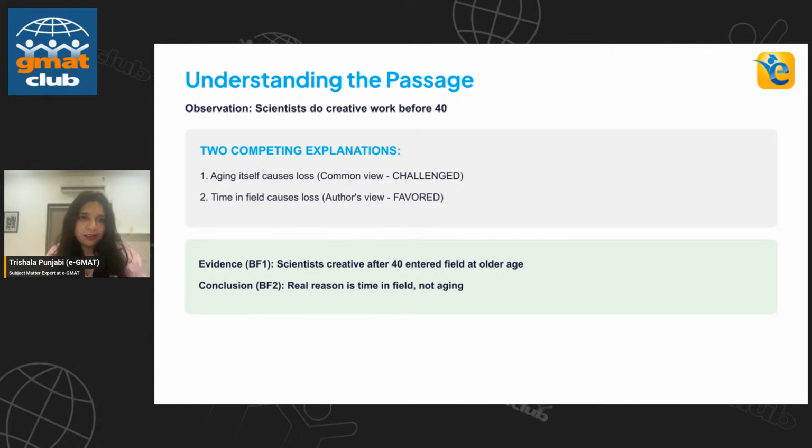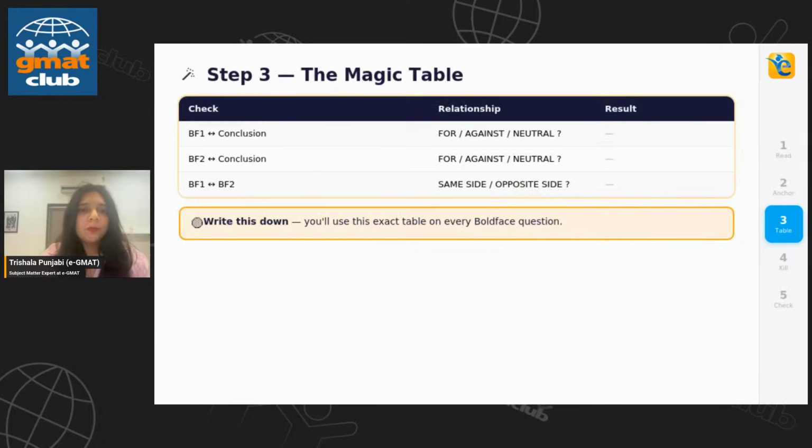Now that this is clear to all of you, and if it is not clear, please feel free to cut me at any point. Please feel free to put in a comment about your exact doubt and I will address it. Right. So for every single boldface question, I want you guys to make this thing, which I call the magic table. So what you're going to do is, as I said, you have to make conclusion the anchor, right? And then you have to see how the boldface is for, against, or neutral towards the anchor, right? So you have to see that, okay, is the boldface one for the conclusion or against the conclusion? Boldface 2 for the conclusion, against the conclusion. And boldface 1 and boldface 2, are they on the same side or are they on opposite sides?